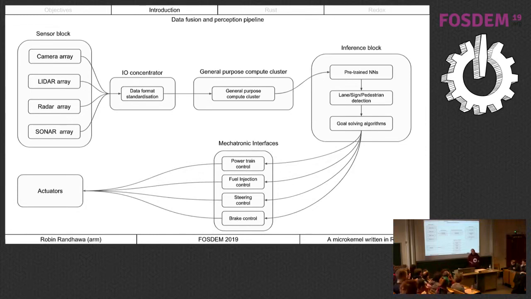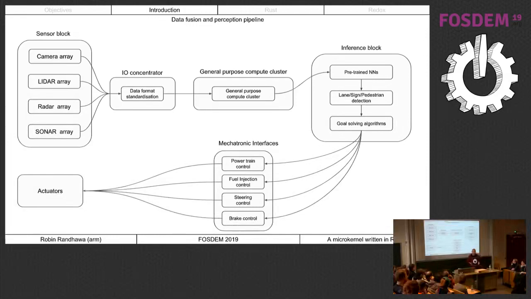Yeah, so you have an inference block that is basically a fancy term for a subsystem that has the ability to run pre-trained neural network models which have been trained to detect lanes and signs and pedestrians and all of that stuff. And you have a synergy between the general purpose compute and the inference block to try and come up with a particular goal expression that needs to be solved. Like, okay, someone pressed the brake, right? You have to decide what to do next, right? So there's a goal solving aspect to this. And then all of this goes out to these mechatronic interfaces and onto the actuators.